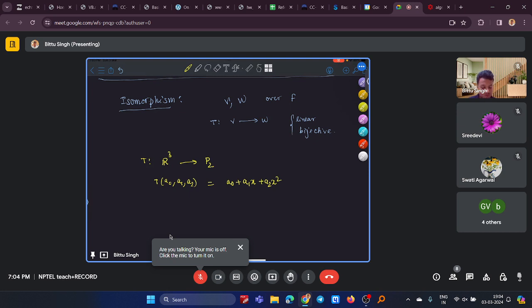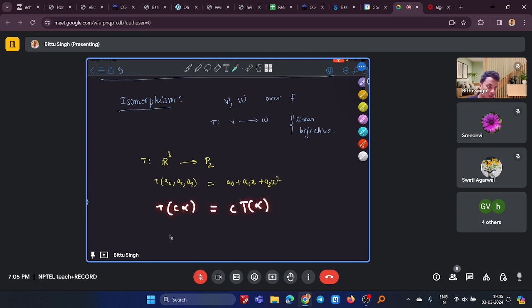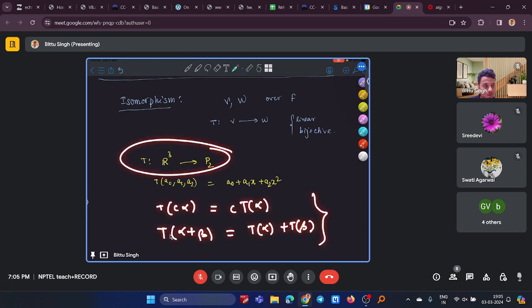Now you can see that though those two things, R3 and P2, are different, we can view them as the same thing. Why? Because T is linear. You can check the linearity, that is T of c alpha is the same as c times T of alpha, and T of alpha plus beta is the same as T of alpha plus T of beta. You can check that this property holds. And another thing is that this map is actually bijective.